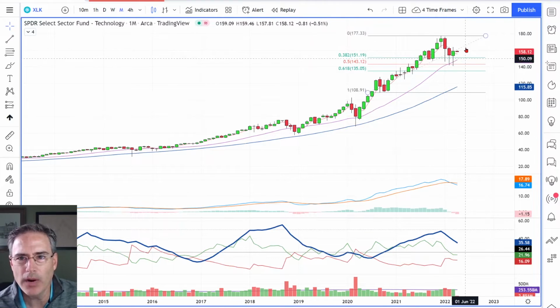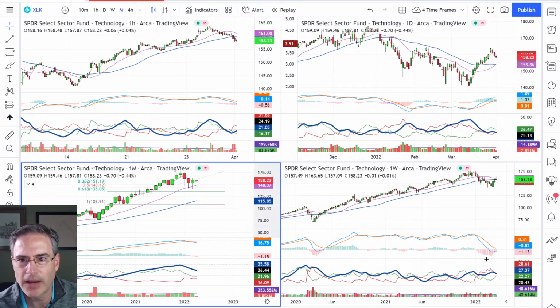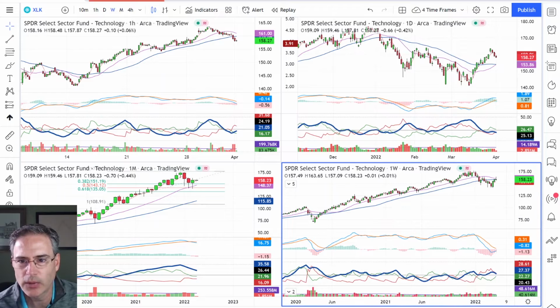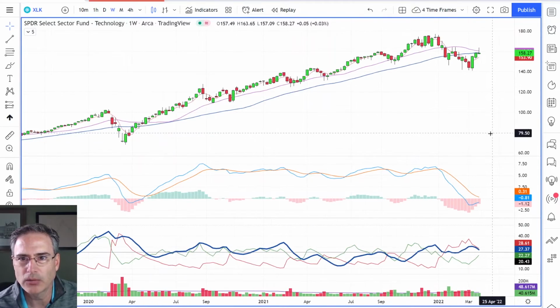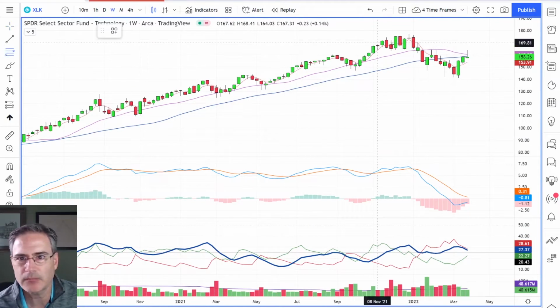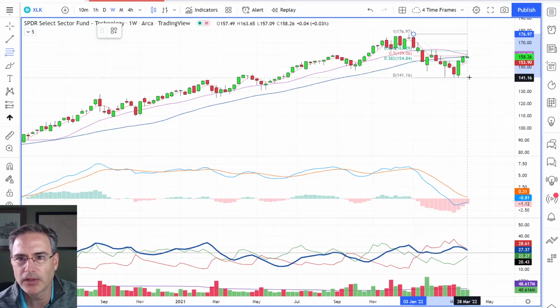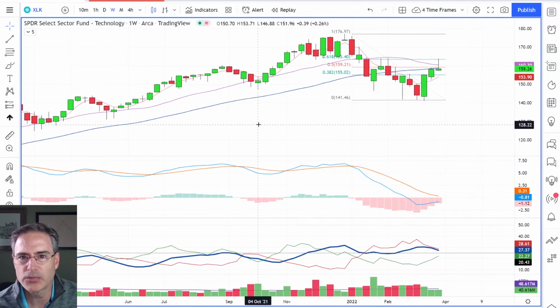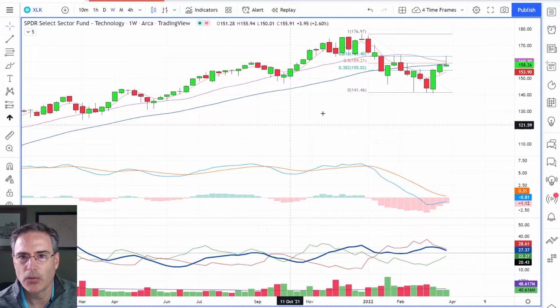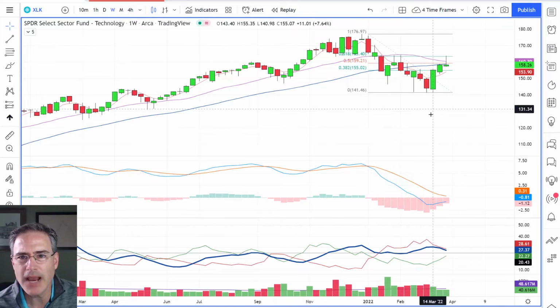Now, what I want to do from here is evaluate the rally. And the way I would do that is continue to go down a time frame. So now let's look at the weekly chart. So now we want to take a look at the retracement from the high and go down to the low and figure out what this retracement did. So the retracement was actually pretty strong.